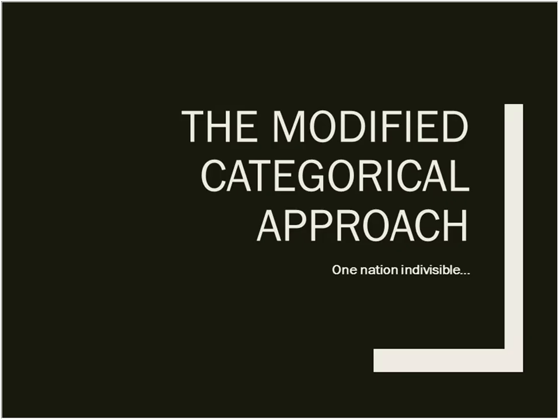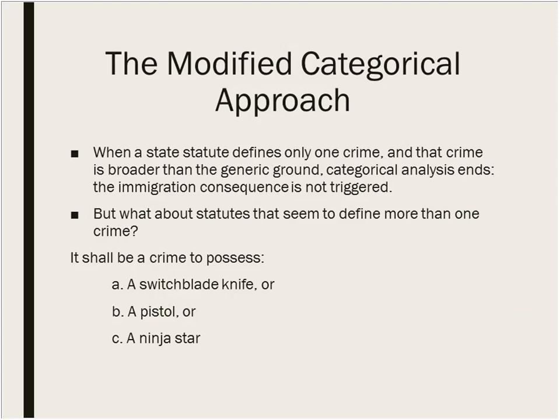Okay, so we are going to move on to the next level of complexity here, okay? So we've been talking about a state statute that defines an offense that doesn't match the federal statute, right? But some state statutes seem like they have more than one part to them, right? Or there are a lot of ways that you can commit the crime.